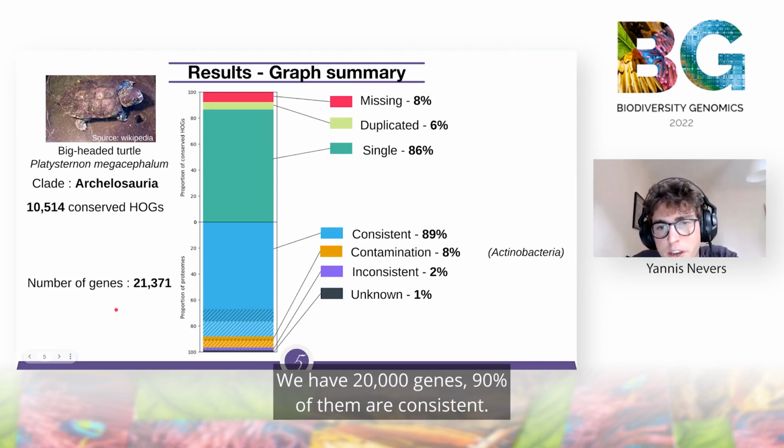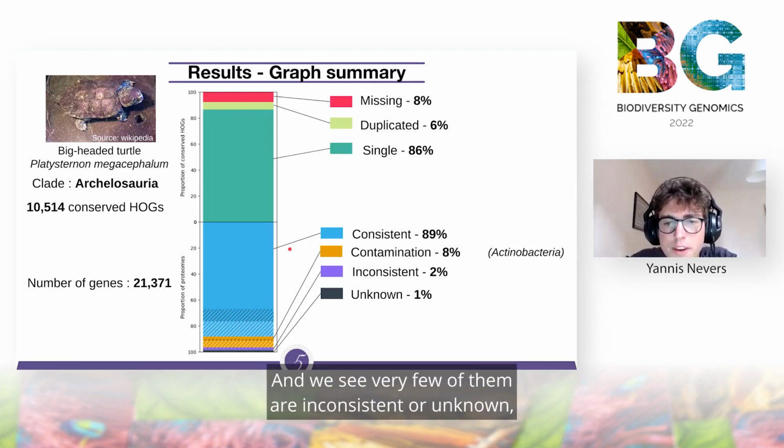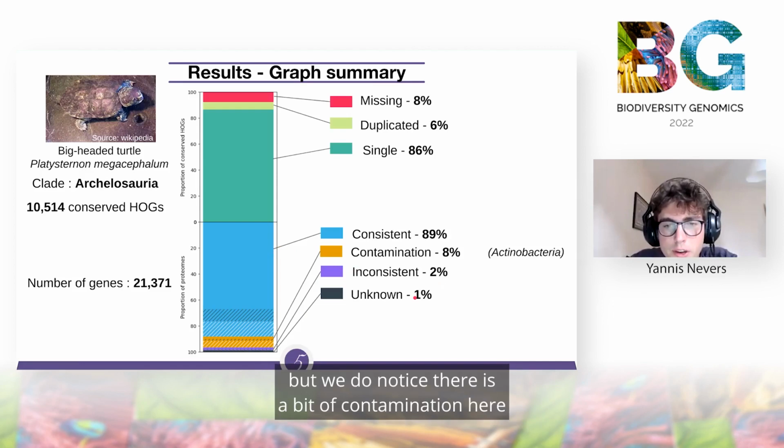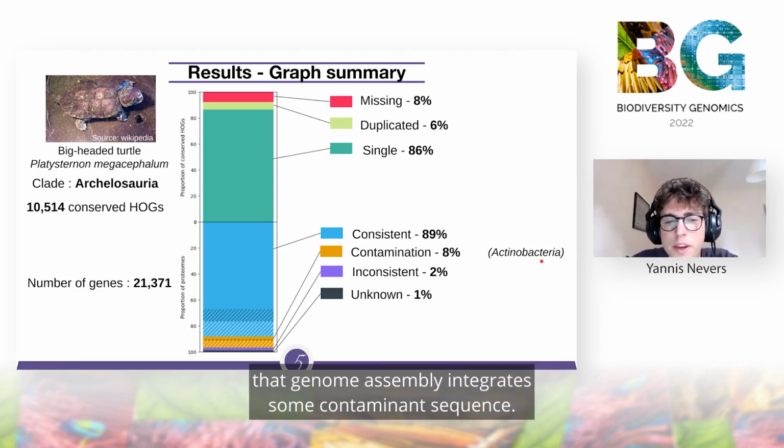Then we pass to the whole proteome assessment. We have 20,000 genes. 90% of them are consistent. It makes sense and it's quite encouraging. And we see very few of them are either inconsistent or unknown. But we do notice there is a bit of contamination here that OMArk attributes to Actinobacteria, probably meaning that the genome assembly integrates some contaminant sequence.